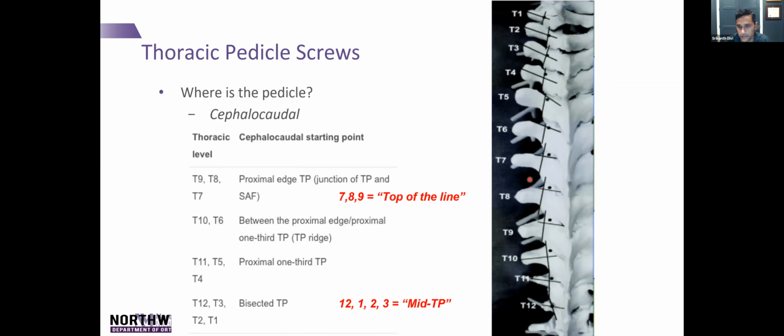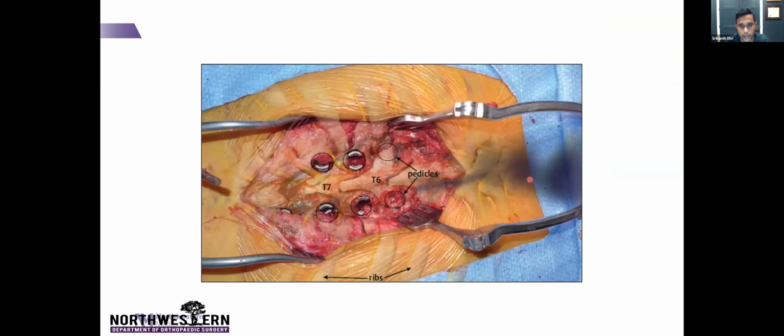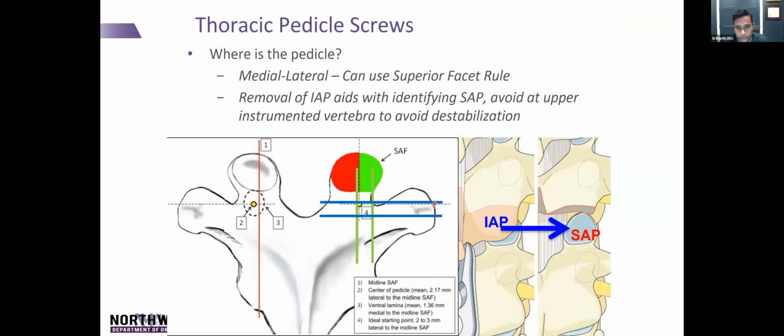Sorry, top of the TP, and you'll be in the lateral aspect of that facet line. And when I go back here, I'll show you what I mean. So mid TP, this is the top of the line. So this is the box you're going to be within craniocaudally. This is the box you're going to be within medial laterally. So all your starting points are going to be in this box, and you've got to find the correct area depending on level.